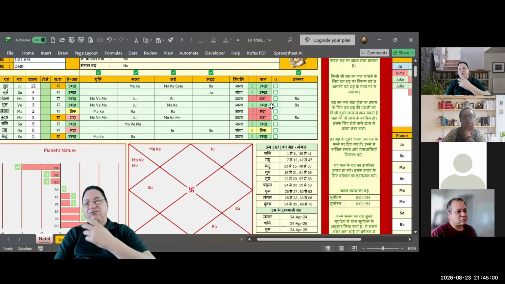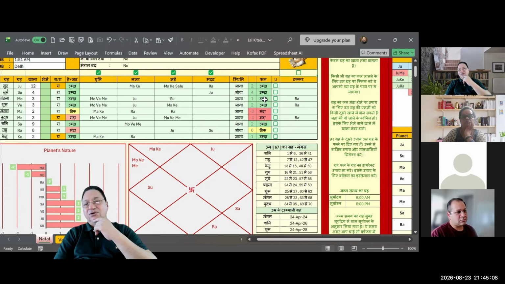These are switches. If I want to see what is the impact of Takkar, like you asked, supposing I remove this, I just switch it off. Okay, Rahu Takkar is gone. You see, the Moon has become all right. So by changing this, you will understand what is affecting my planet. Now I switch it on.